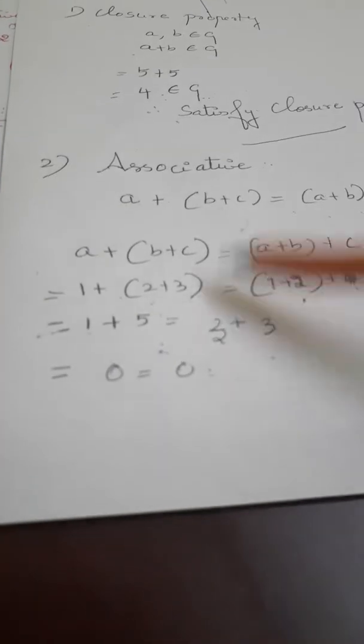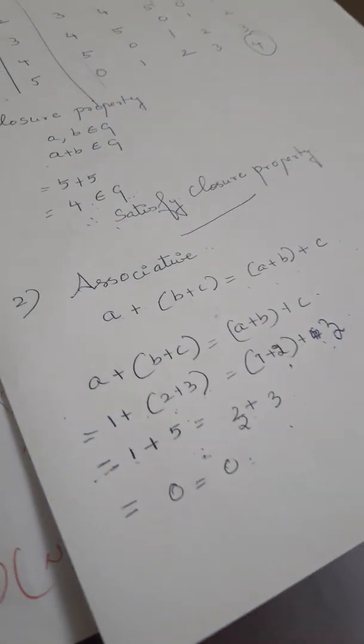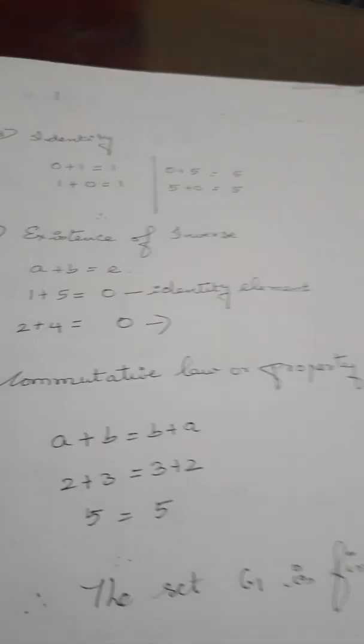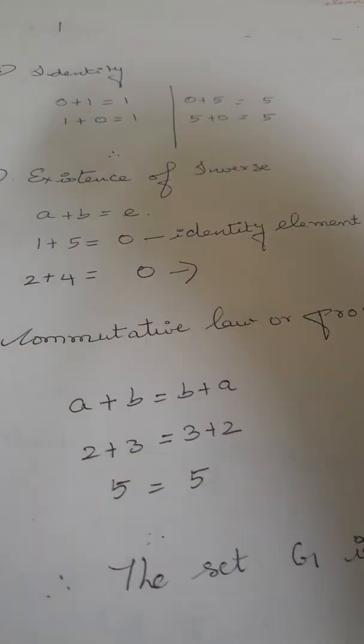So LHS is equal to RHS. Therefore it satisfies my property, the associative property. Okay. It is clear for you all, right? What is my next property? It is the identity property. What operation am I using here?